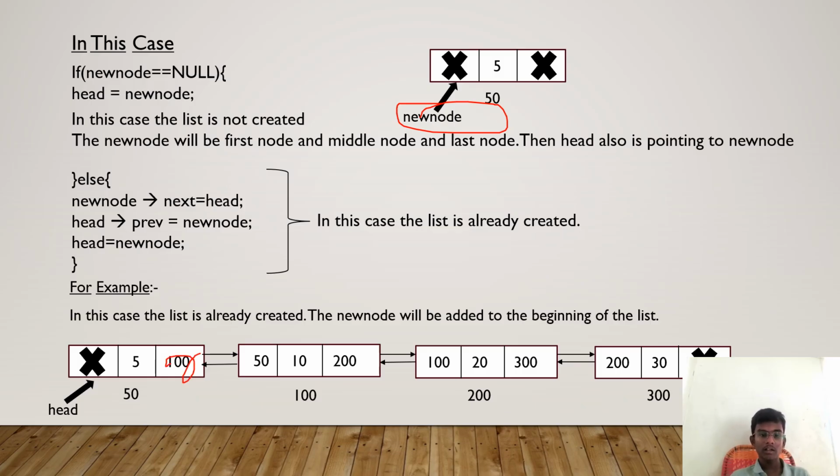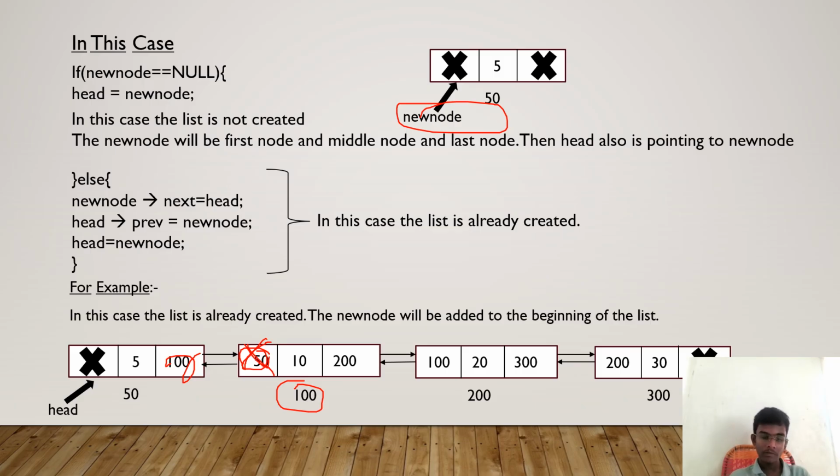Next, head of previous. Initially head is 100. Head of previous means NULL. Initially there is no value. NULL equal to new node. Head of previous is NULL, there is no value. NULL equal to new node means 50.